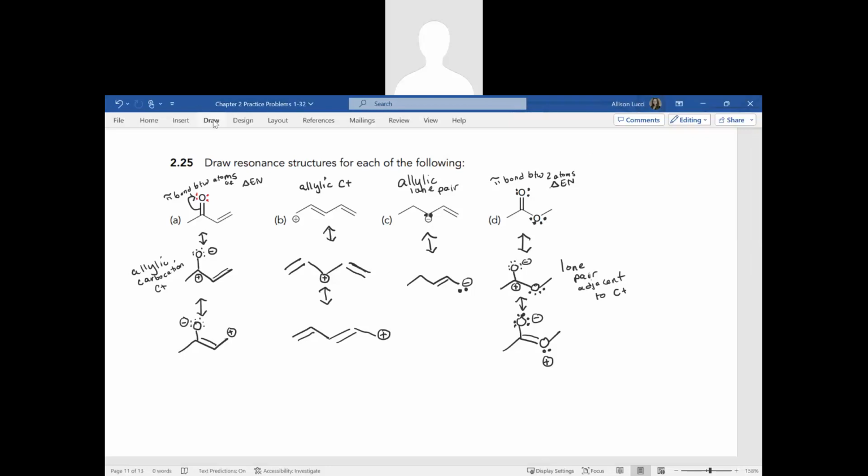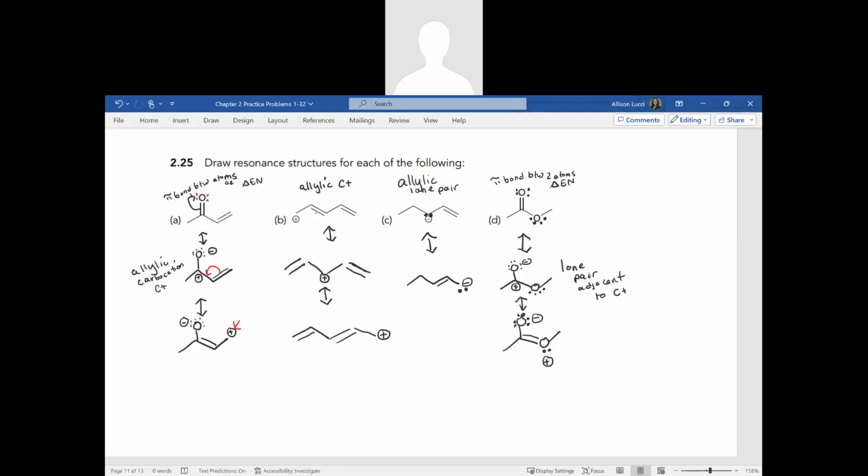So then we should notice that there is an allylic carbocation. So we have these pi electrons over here that can be moved over. So then what that does is we move the double bond and we create a +1 formal charge on this carbon over here.